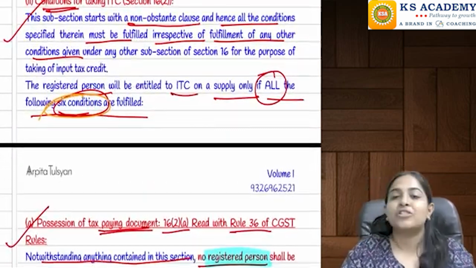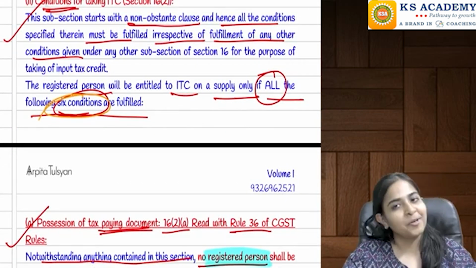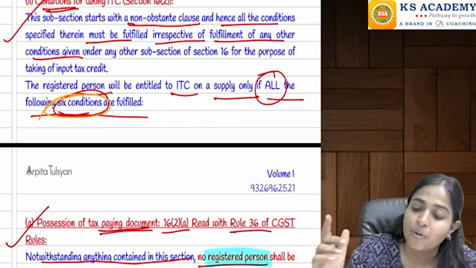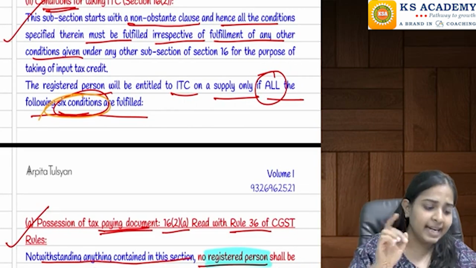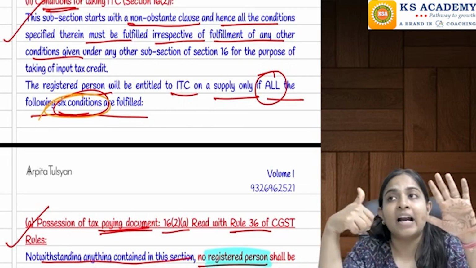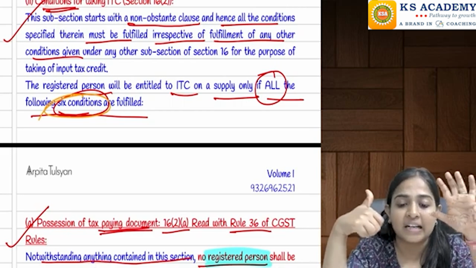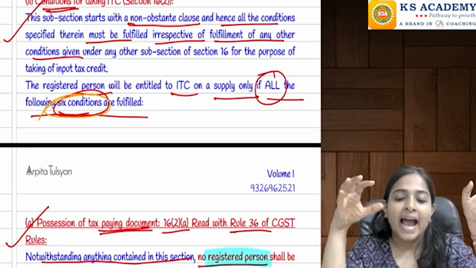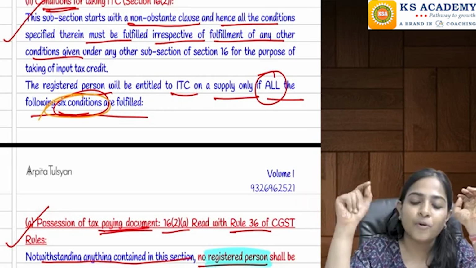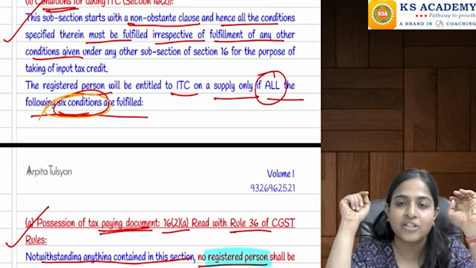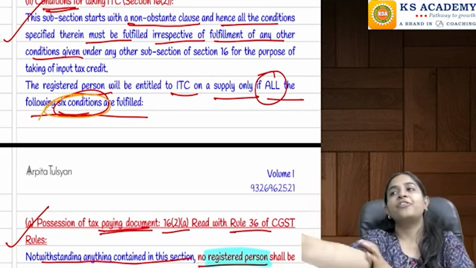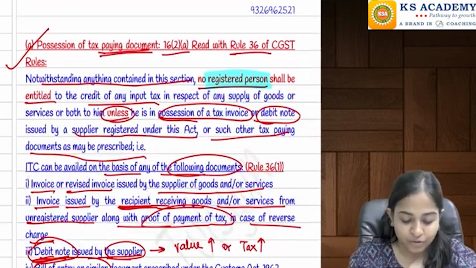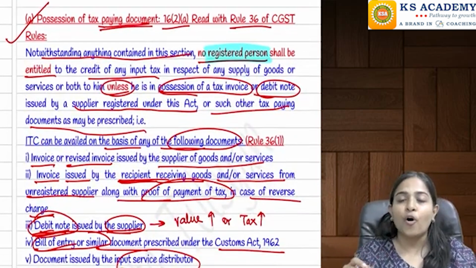Now going on to section 16 subsection 2. Section 16 subsection 2 was talking about conditions for taking ITC, in which we had studied that there are 6 conditions, right? There are 6 conditions and all those 6 conditions must be fulfilled. And when we are doing this, even the provisions of rule number 36 of the CGST Rules get covered. Okay, the first condition out of the 6 was possession of a tax paying document.